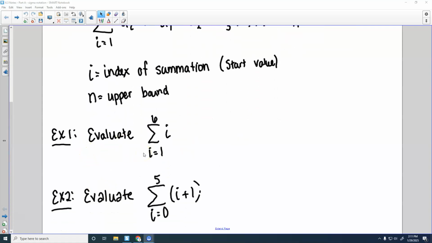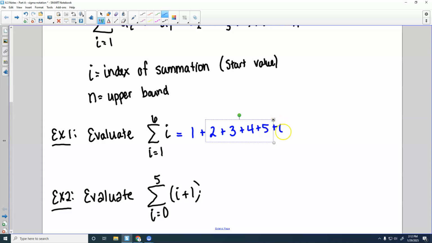Let me give you an example. Sometimes it's a little easier just to see an example than it is to actually go through the textbook definition of it. So if I have the summation starting at 1 going to 6 of i, what I'm doing is I will plug in 1 into my equation that I have here, which is just i. So that means I just have a 1. And then I will put a plus sign, and then I'll plug in the next integer. So that'll be 2, and then 3, and then 4, and then 5, and then 6.